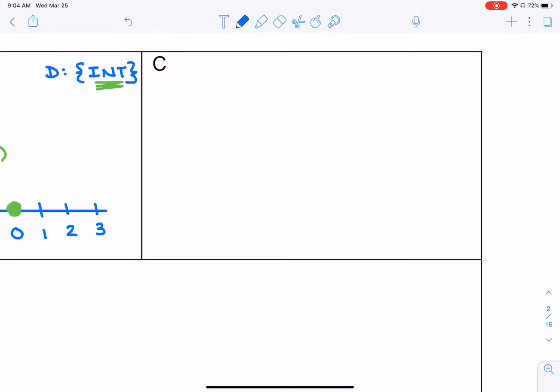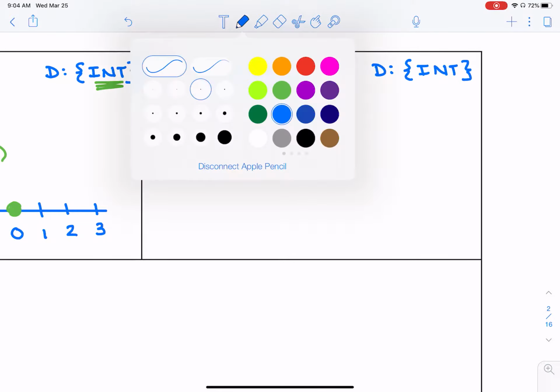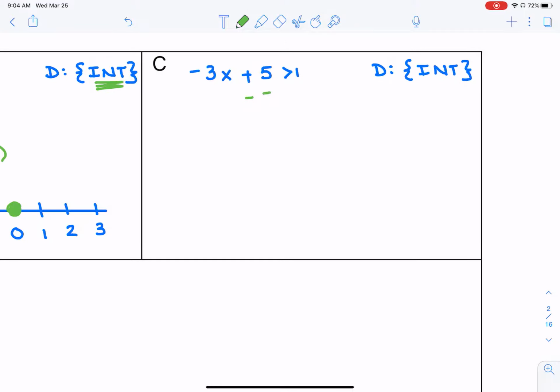This one is negative 3x plus 5 is greater than 1. My domain is integers again. So when we go to graph it, we'll remember this is the bubble type. All right, so my first step is I'm just going to approach it algebraically. I'm going to subtract a 5, move it to the other side, and I get negative 3x is greater than negative 4.